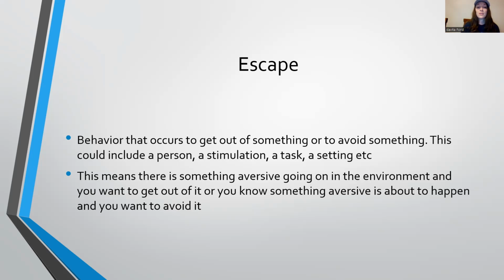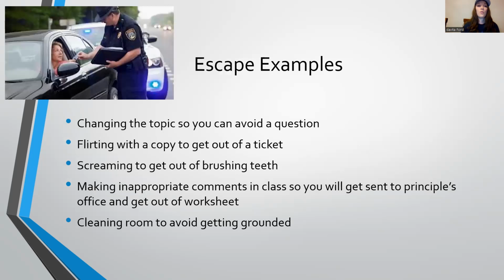Some more would be tasks, some of those instructions as they're given, or maybe a setting, stuff like that. Now, when you say that someone is engaging in a behavior because they're trying to escape something, that means there is something in the environment that is currently aversive to that individual, or maybe something aversive is about to happen, so they'd like to prevent it from happening, prolong it, or at least lessen it. So all of those would be behaviors that are trying to escape. So let's go into some examples. One is changing the topic so that you can avoid a question.